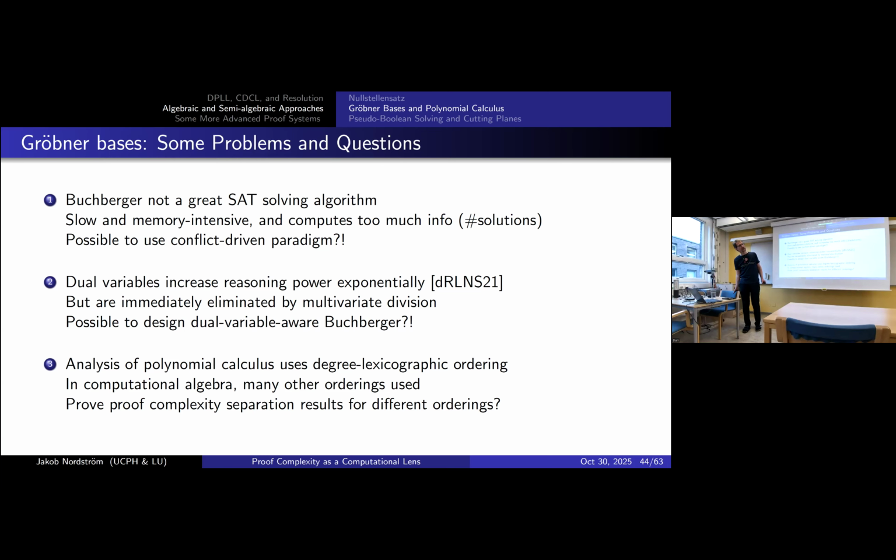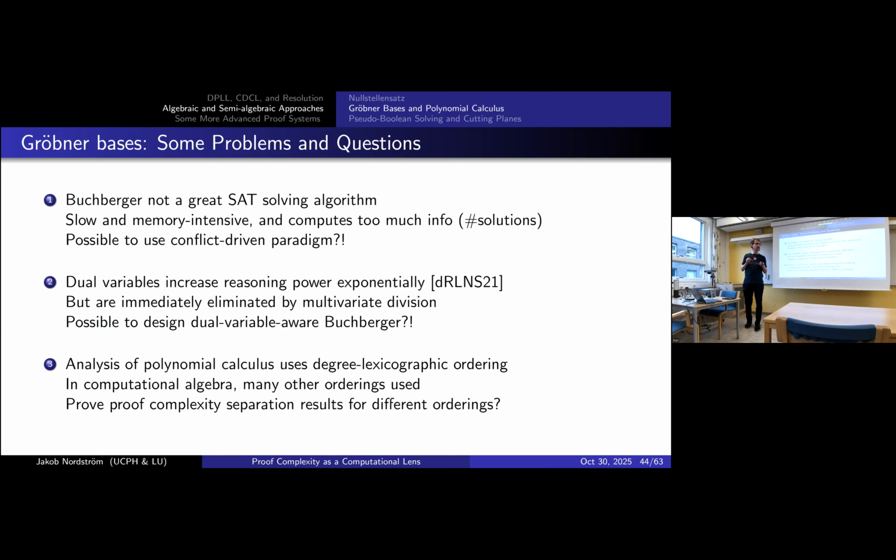Another interesting question, if we want to connect theory and practice, is that for our theoretical analysis, the lower bounds typically use something like degree lex order. One interesting question is whether you could analyze the power of different lexicographic orders by defining subsystems of polynomial calculus and get separations.